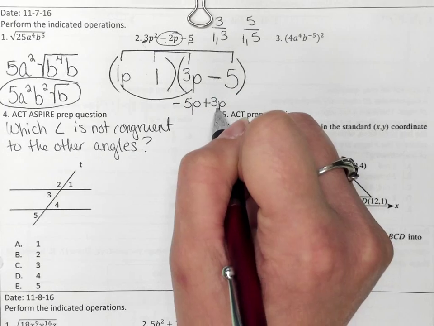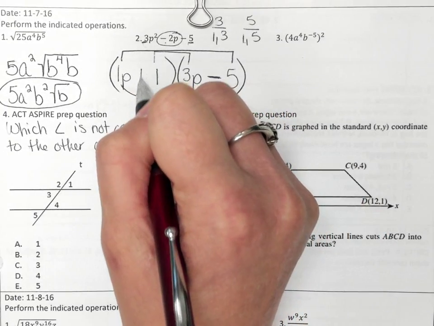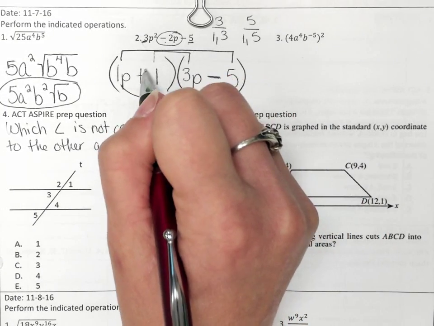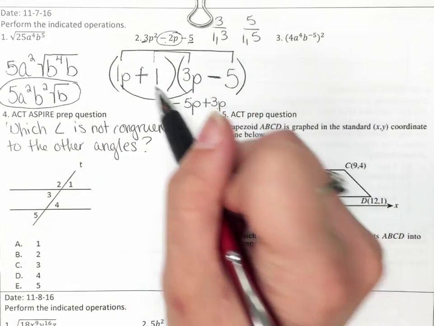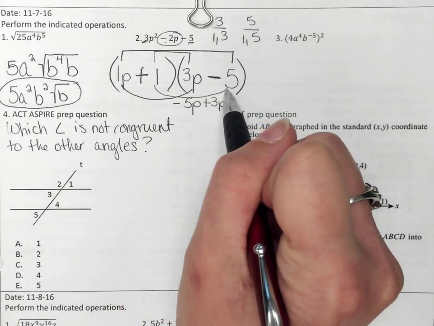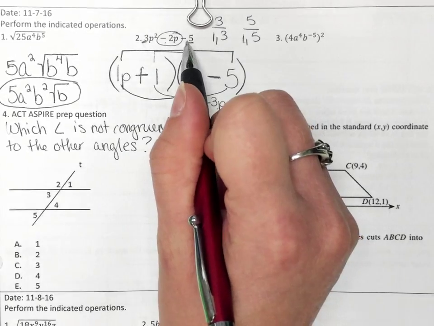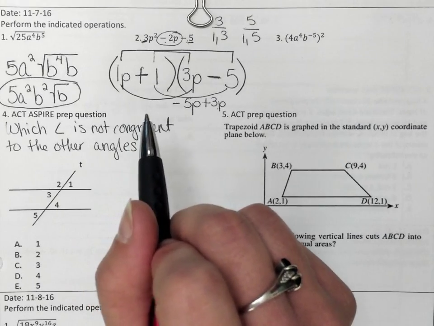All right, how did I get the 3p? Because that's where my positive needs to go. I did 1 times 3, so it'd be positive. And then check your last. What's 1 times negative 5? Negative 5. There you go. Are y'all okay? All right.